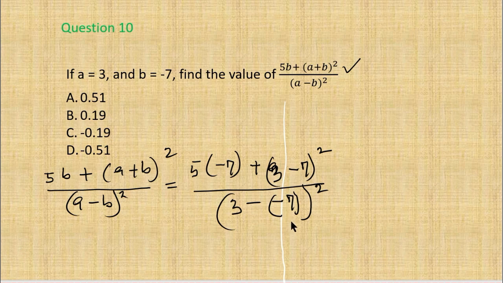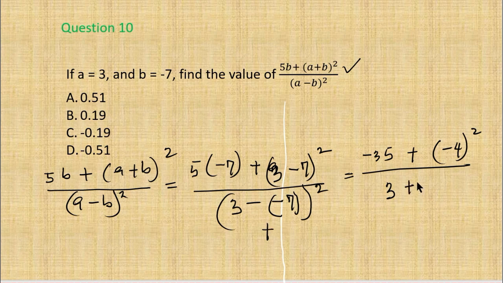Now this will be equals to 5 times minus 7, that's minus 35, plus, now I have 3 minus 7, that's minus 4 all squared. Note that the minus 4, both the 4 and its minus, are squared. Now here I will have 3 minus minus 7. Minus minus 7 becomes plus. That will be 3 plus 7 all squared.